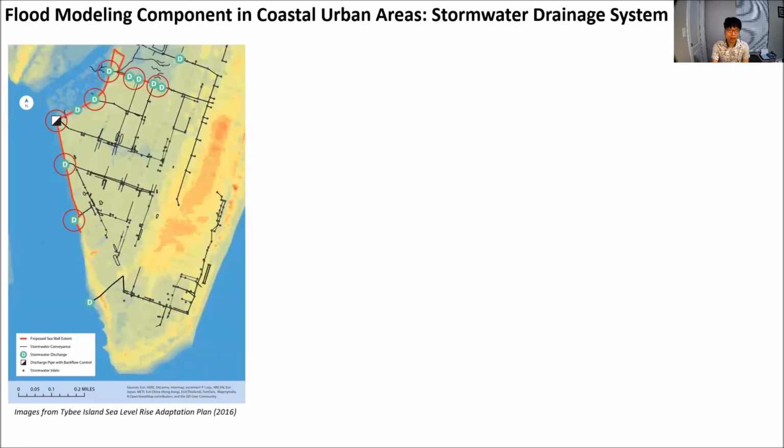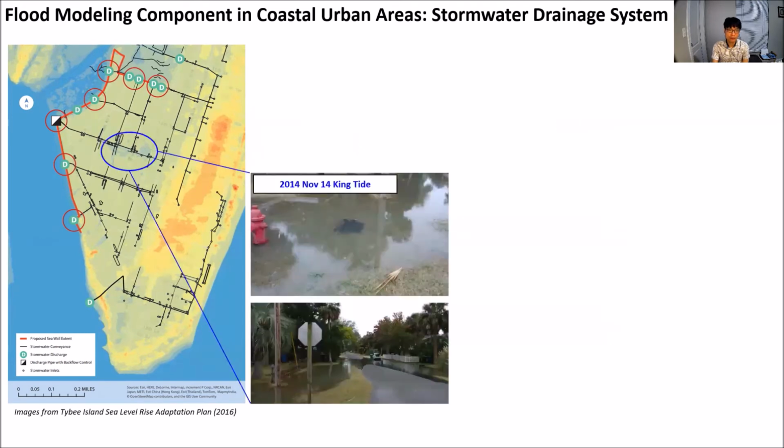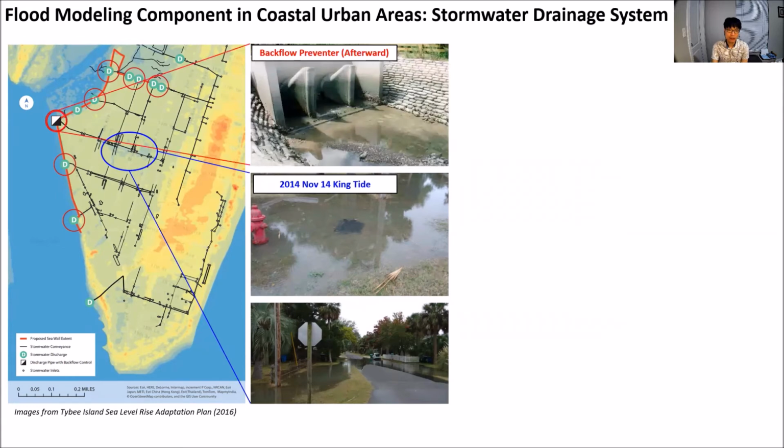Although the stormwater drainage system is designed to drain the flooded water, it may not work depending on the water levels at the outfalls. This was the case for Tybee Island during the 2014 king tide event. Due to the high tide at the outfalls, the salt water flowed back along the conduit and flooded inland at some junctions. The backwater preventer was installed a few years later, but it is also important for future planning to understand its capability to drain water in a certain condition.